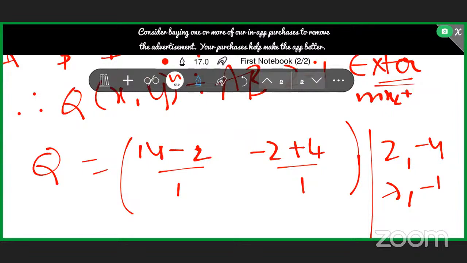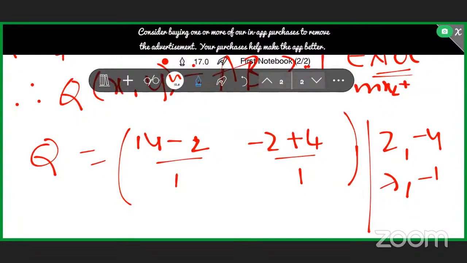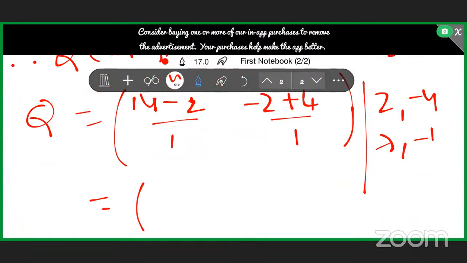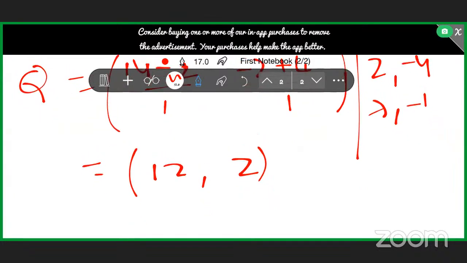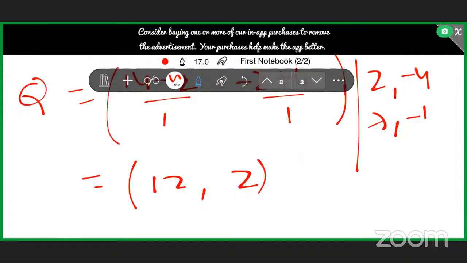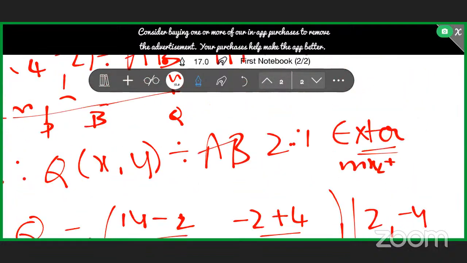So this will give me what? This is equal to 14 minus 2 is 12, comma. Minus 2 plus 4 is 2, 2 by 1. 12, comma 2. This is for the ratio 2:1.